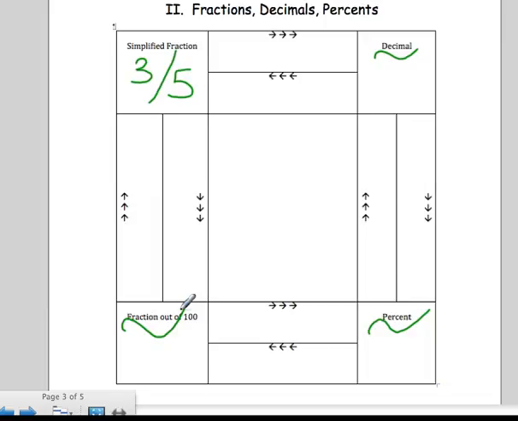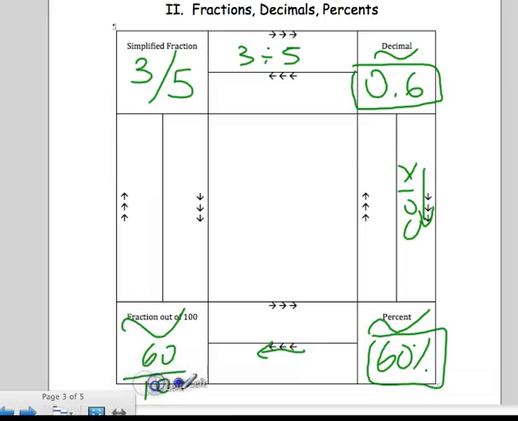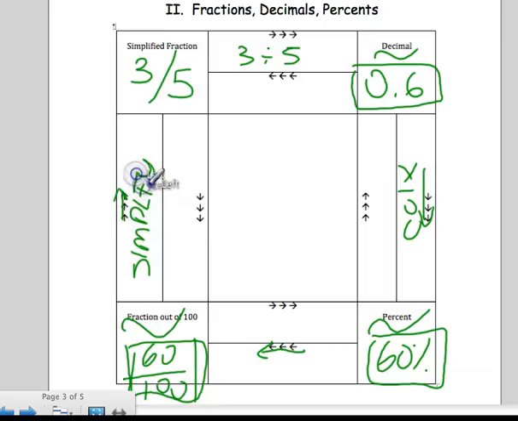If you converted 3/5 to a decimal, what you would have done is 3 divided by 5, and that would have gotten you 0 and 6/10. To go from that decimal to percent, you just needed to multiply by 100, which would have gotten you 60%. To go from 60% to a fraction out of 100, you just needed to know that that's really the same thing as 60 over 100. And to go from a fraction over 100 to the simplified fraction, all you need to do was simplify, which would have gotten you 3/5 all the way around.